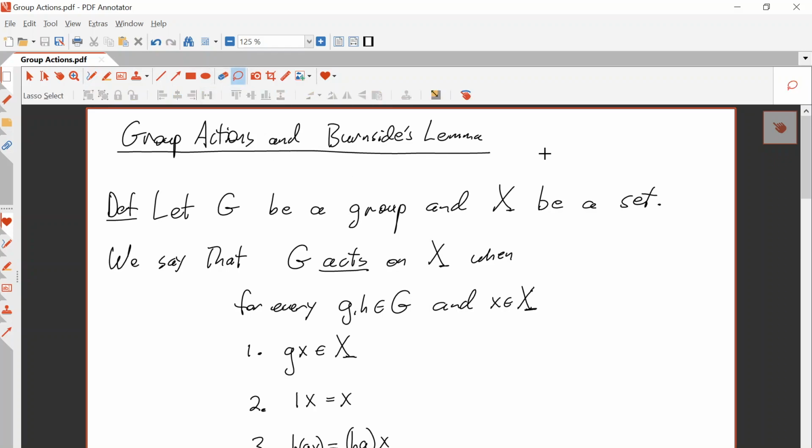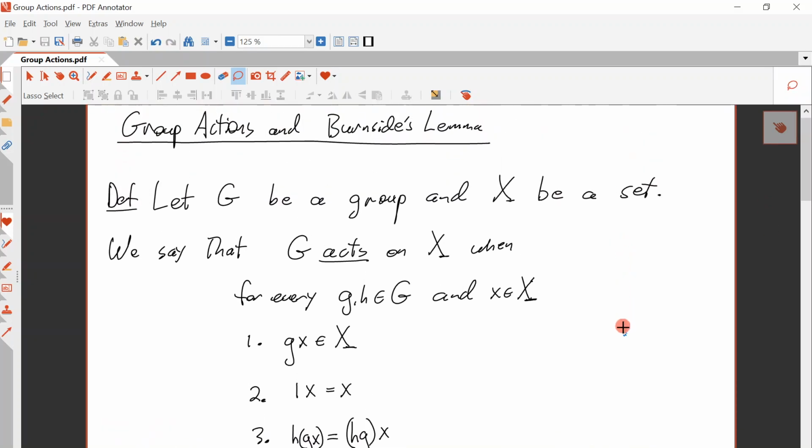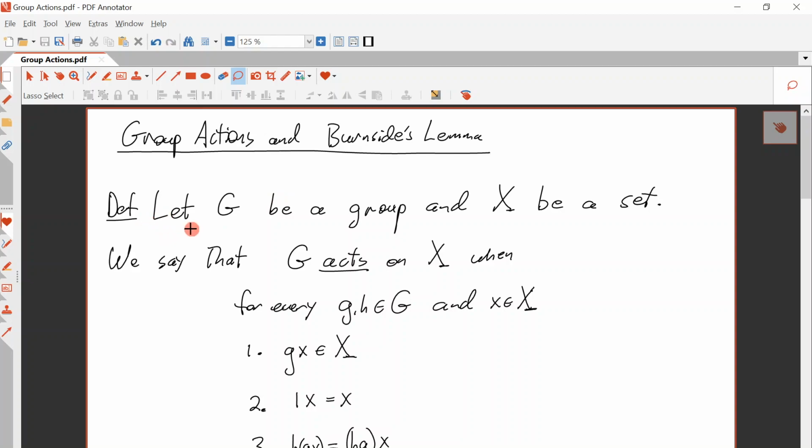Okay, so here's the definitions. Let G be a group and X a set. So X is neither a group or a ring or anything special. It's just a set of elements. G is a group and X is a set, although it can be any set. We say that G acts on X.